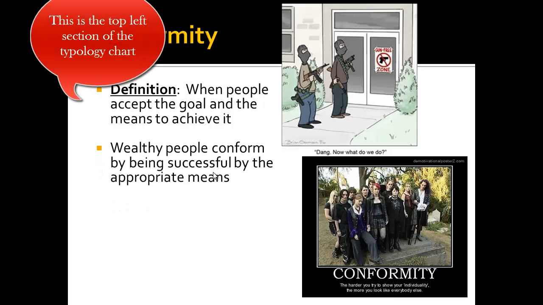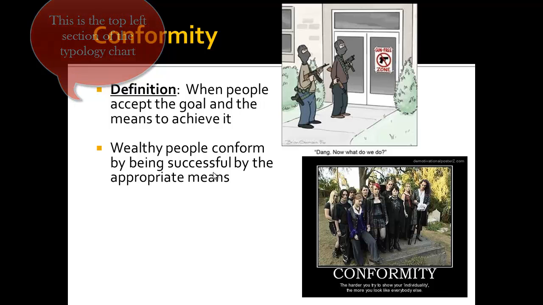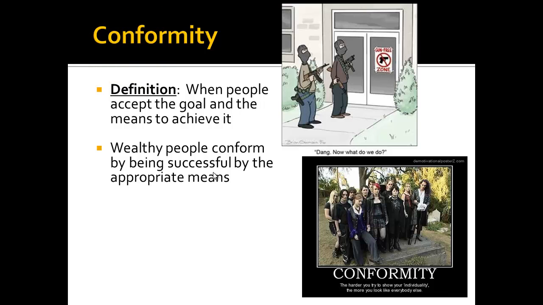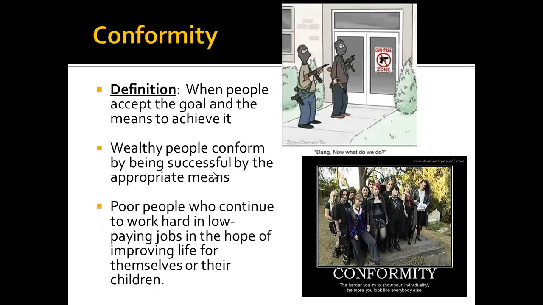Okay? People who are wealthy, most people, obviously, conform by being successful by the appropriate means. So if you're rich, we'd like to think that you got rich because you got a good education, because you worked really hard, etc. Now that's not always the case, but that's what we say. So if you do that, you've conformed. Okay? Poor people can also conform because they still want the same thing, they still want that success, and they still continue to go about the appropriate means of getting it. They're just not getting there as quickly.